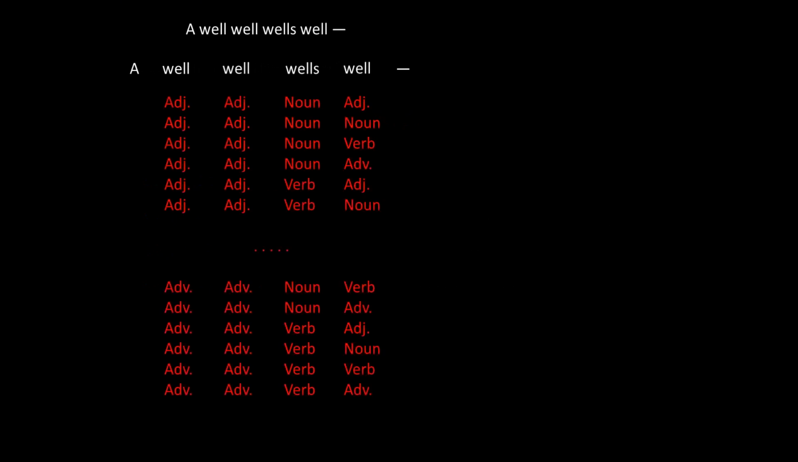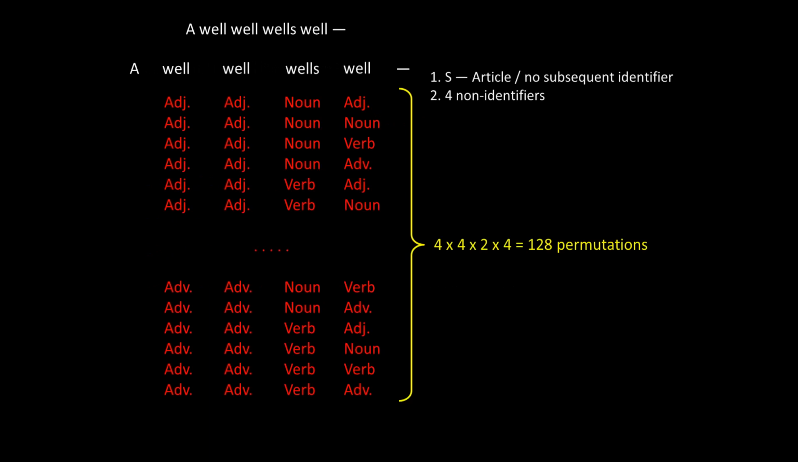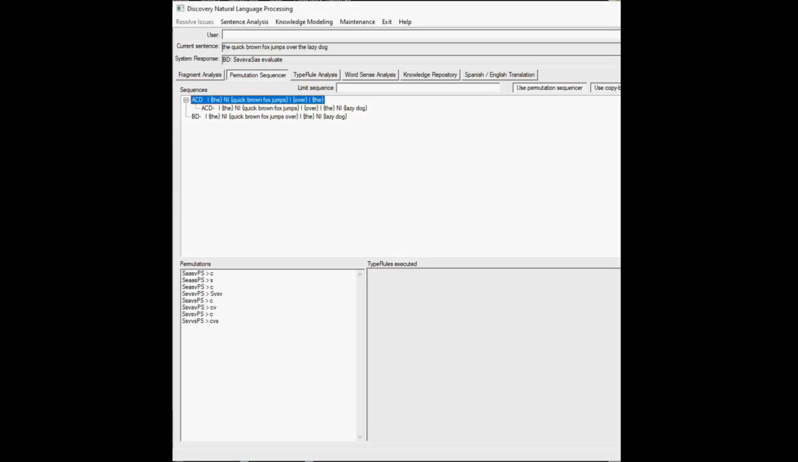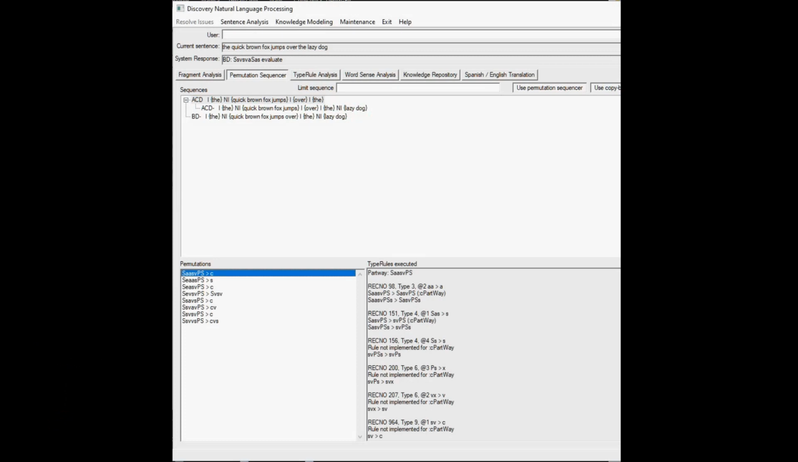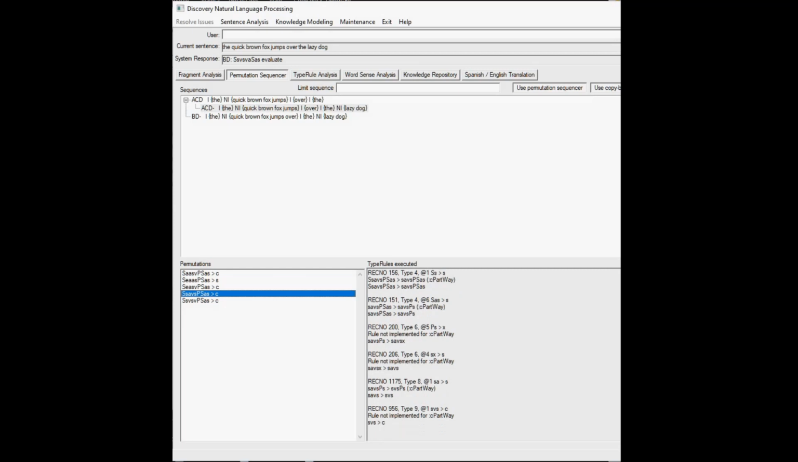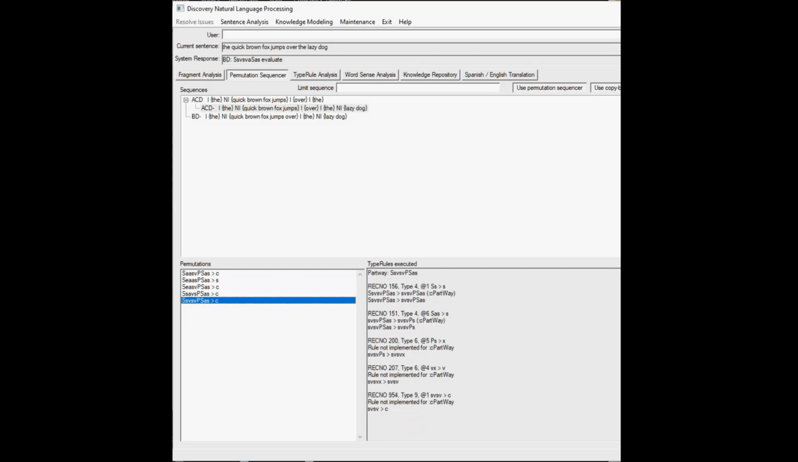So how do you determine the part of speech of each word in a sentence like a well's well? There are 128 possibilities or permutations, but only one applies: adjective, noun, verb, adverb. Conventional approaches to part-of-speech tagging assume that just one set of parts of speech apply to the sentence and have various levels of accuracy. My approach, in contrast, considers all possible permutations and determines which of them resolve to a single grammatical clause. There is no accuracy percentage. In Discovery, there is simply one or more permutations that conform to the rules, most often just one.